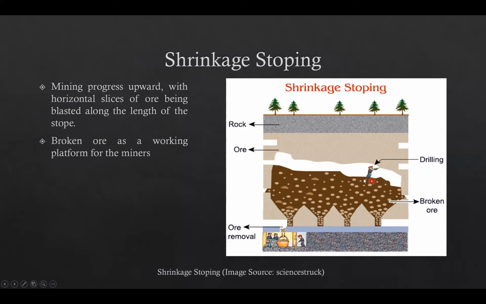Some of the broken ore can be left in the mine, which provides a working platform for the miner, as we see here in this picture, to reach the roof of the ore. But once all the ore is extracted, this leftover broken ore is also extracted at the end using these openings which are known as chutes.